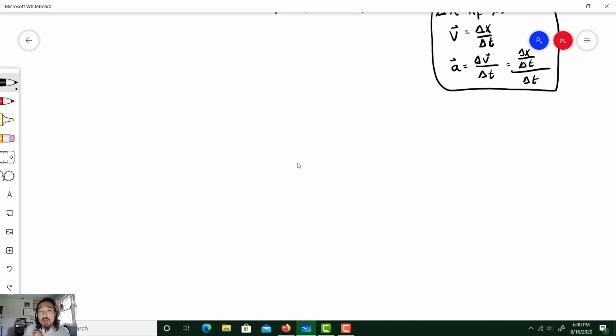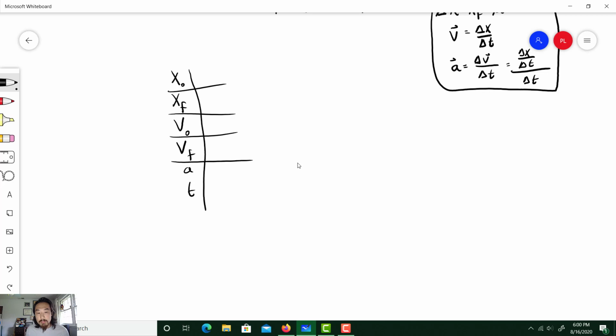So I like to start off with the position variables. So x initial, x final. Then I like to go to the velocity variables. Velocity initial, velocity final, the acceleration, and then the time. And I like to create this as a table, like so. And then based on what the problem gives you in terms of numbers, I like to fill in that table to see exactly what we need in order to solve it.